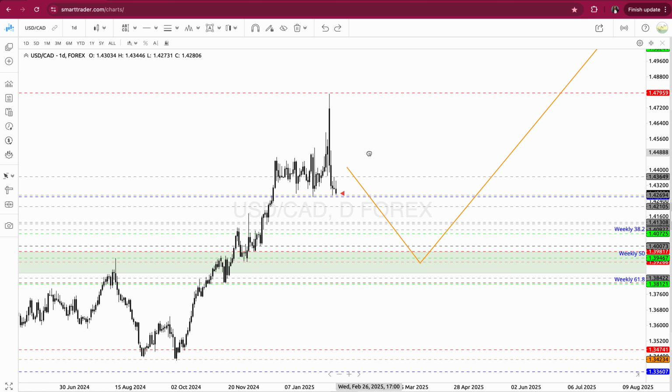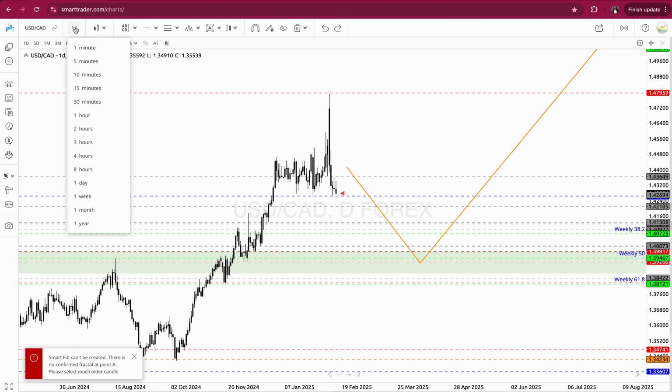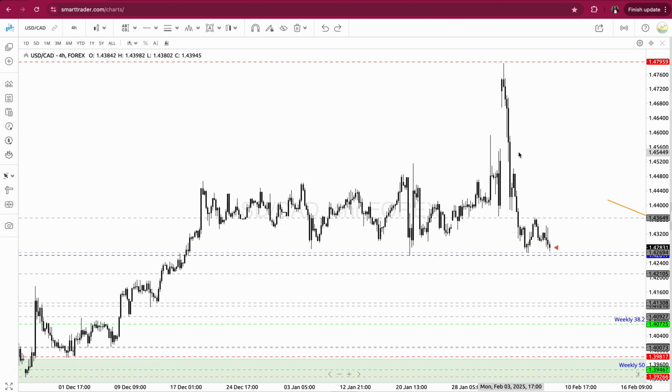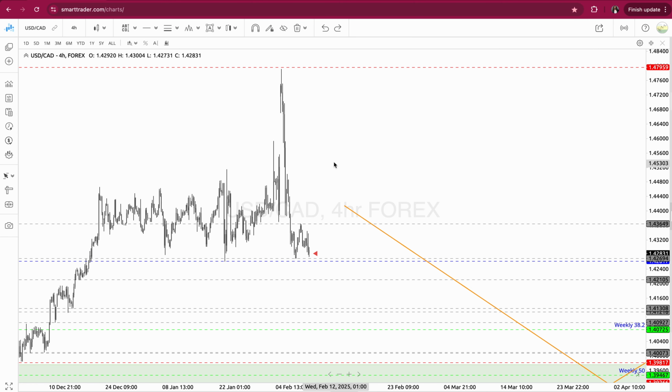the downside, right? I don't have enough information here for me to look to the downside with a fib, right? There's not enough. Smart fib cannot be created. That's what it says. So I'm going to go down to a lower time frame. And now I got some information, right? I have enough information on this.